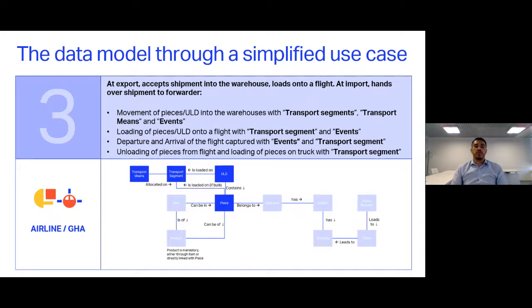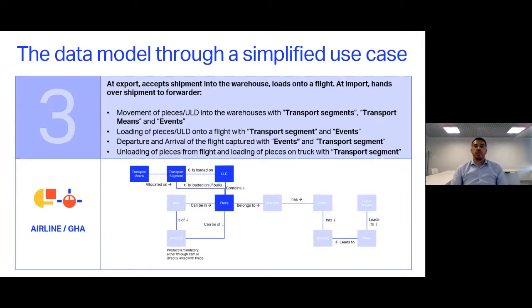When the PCs are loaded onto the flight, basically the transport segment can be updated with an associated event, or the pieces, depending on how you want to implement that. The departure and arrival of the flight are captured with events on the transport segment. I might not have to go into much detail on the events, but basically any object that we have seen in the data model so far can have different events. Today, the approach is very generic to allow for great flexibility and, I would say, many ways of using these events. But such events as departure and arrival can be easily captured on the transport segment here.